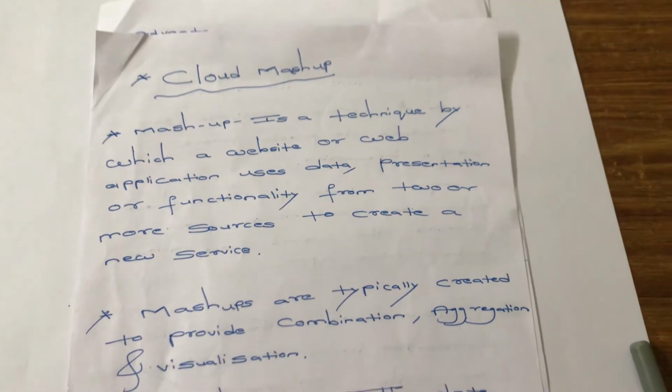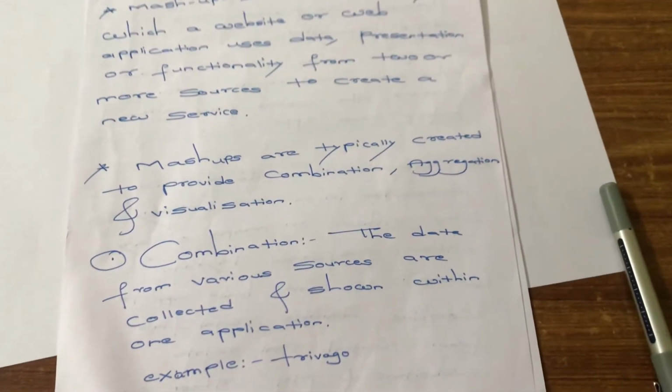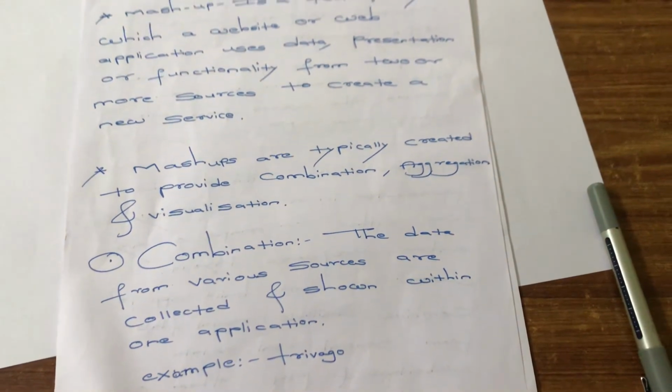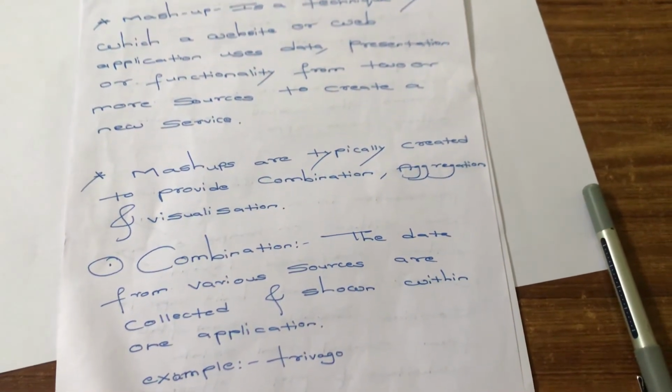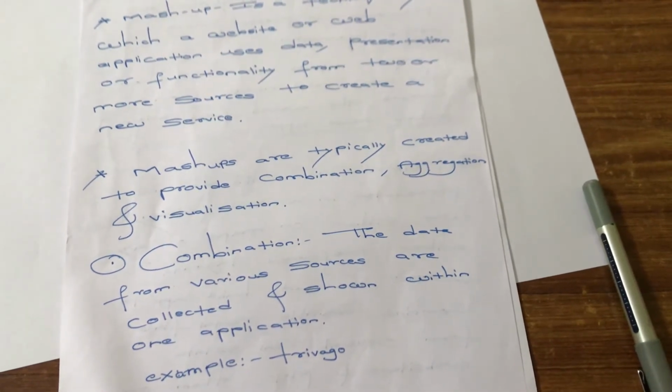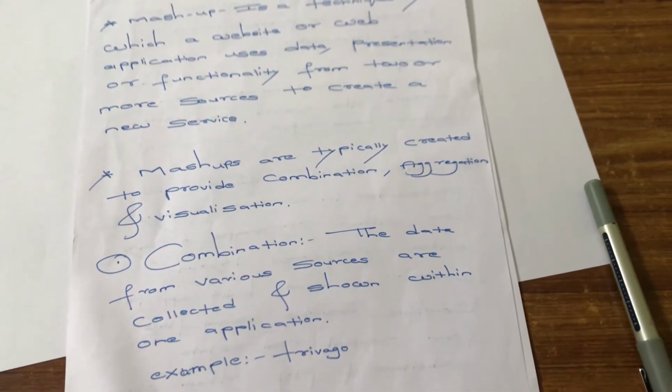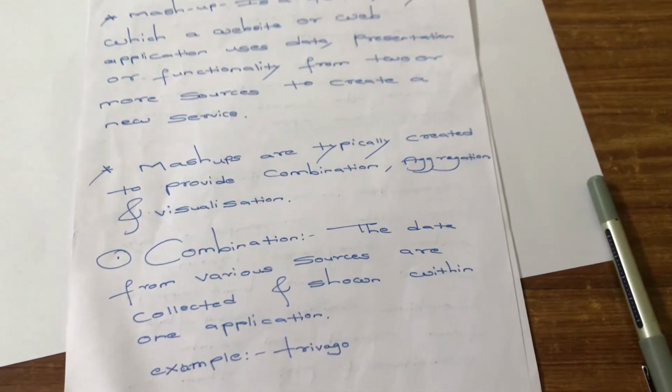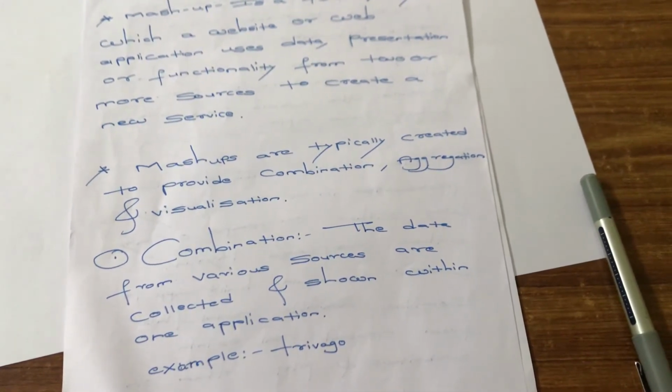All right, and in this case three things are very important. The first one is that mashups are created with respect to combination, aggregation and visualization. So this combination, aggregation and visualization, all three are very important. First we will see what combination is all about.